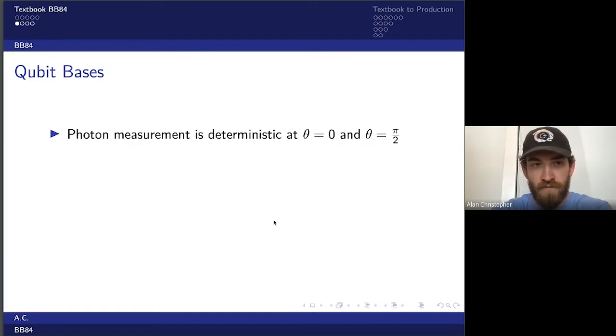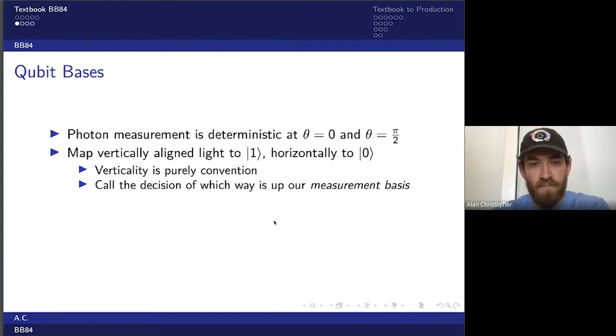And we're going to start by defining a notion of qubit bases. And we're going to notice that by Malus's law, we have deterministic behavior, even with individual photon measurement, at theta is 0 and theta is pi over 2. So if you have perfect alignment, it's always going to go through. And then if your polarizer is right here and your light is right here, if they're orthogonal, it's never going to make it through. And this suggests to us a mechanism for sending bits as individual photons.